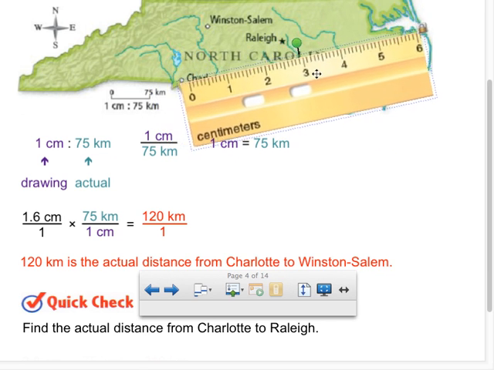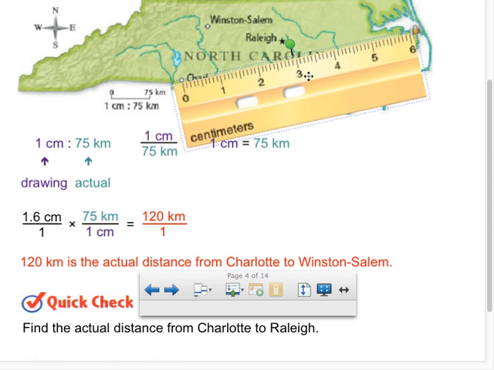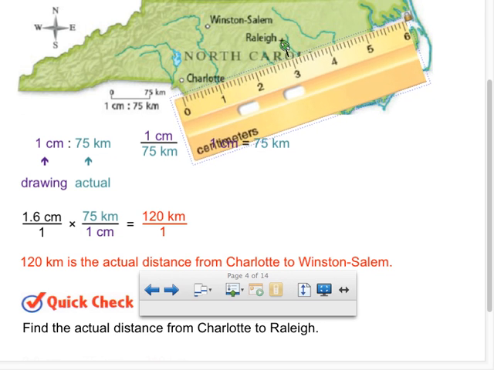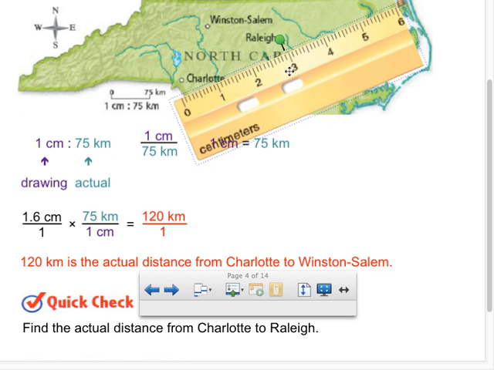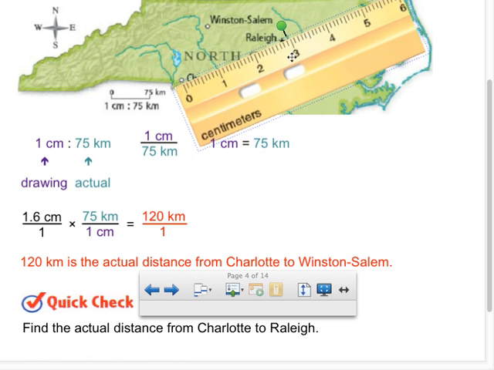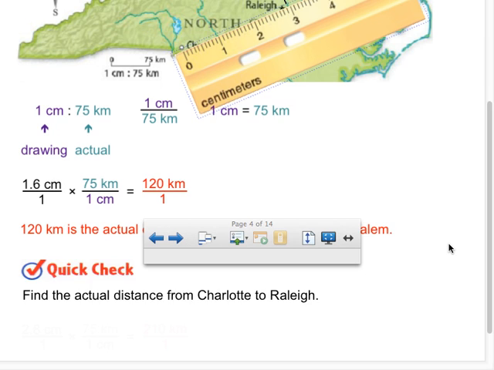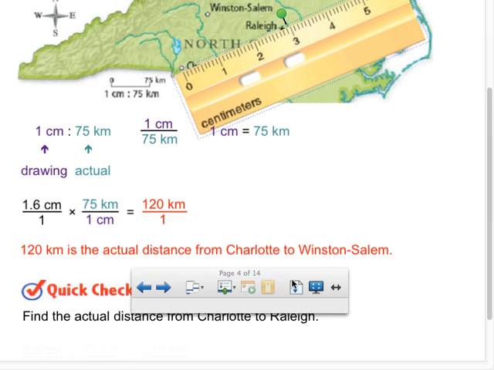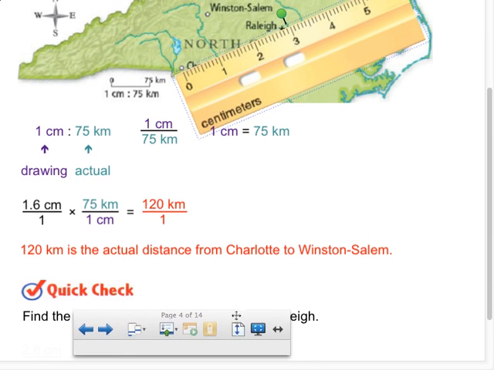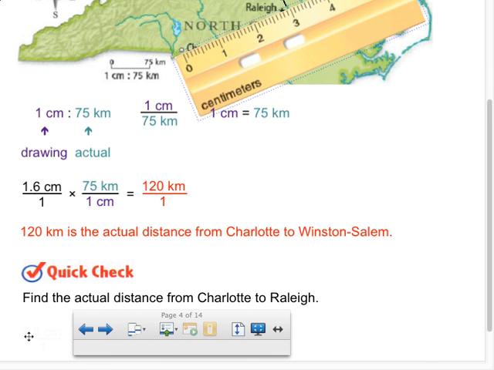And when we measure it, I have my 0 on Charlotte, and then here's Raleigh. Raleigh is starred. Why is it starred? Do you guys know? It's the capital. So if you guys look at this, this is 2.5, 6, 7, 8. I'd say that's 2.8 centimeters. 2.8 centimeters for Raleigh. All right? So I need you guys to calculate the actual distance from Charlotte to Raleigh.